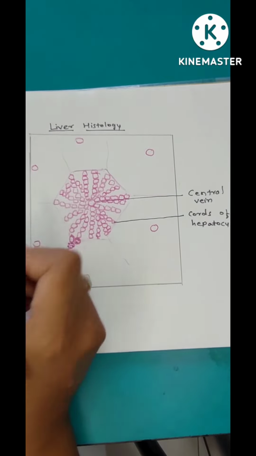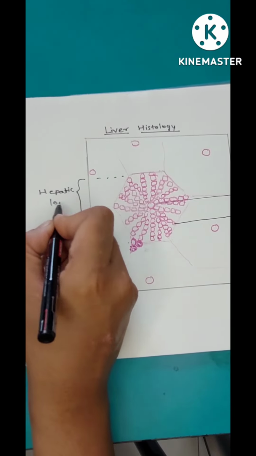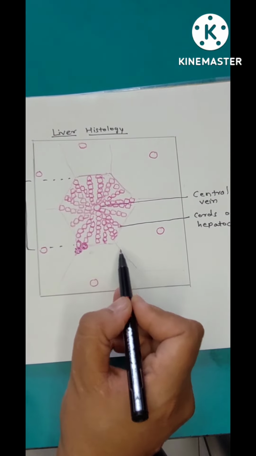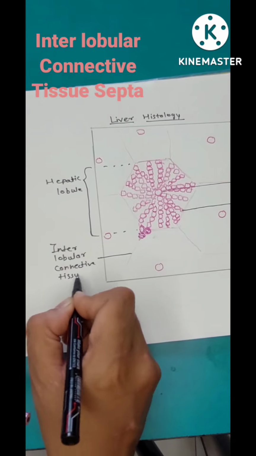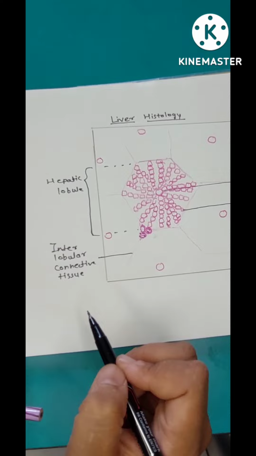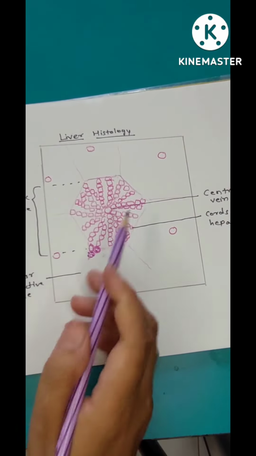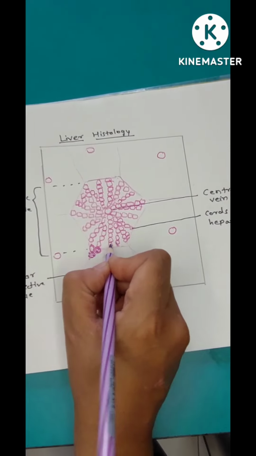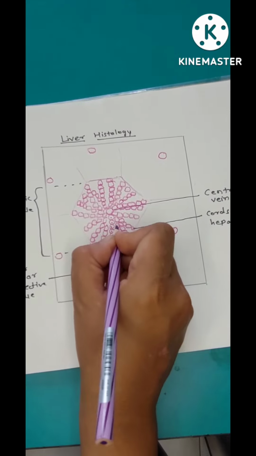I am labeling on another side of this diagram. Hepatic lobule. And this is interlobular connective tissue septa. In lower animals like quadrupeds, like pigs, this interlobular connective tissue septa is very thick. While in case of human, interlobular connective tissue septa are very thin, and cells of one hepatic lobule may appear merging with another hepatic lobule.